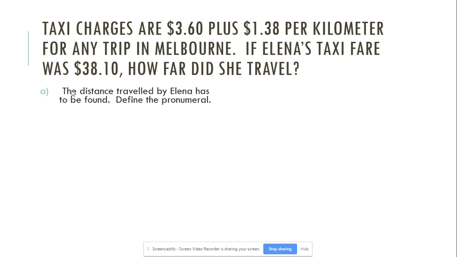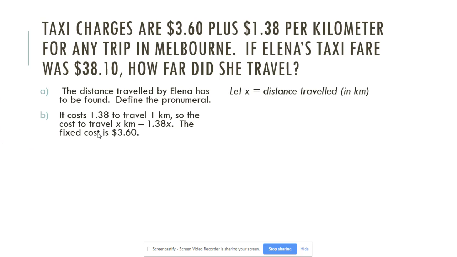So the distance is what we're looking for, and we're going to define the pronumeral. We're going to say x. It costs $1.38 to travel 1 kilometer. So to travel x kilometers, which is like a question mark, we don't know, is 1.38x, because it's been times by however many kilometers, which we don't know. Okay. And the fixed cost was $3.60. So we know that the total cost includes $3.60 because you have to pay that as you enter the cab, plus $1.38 times however many kilometers we travel, which we don't know. So we're using that as x.